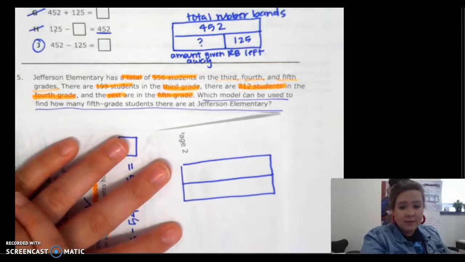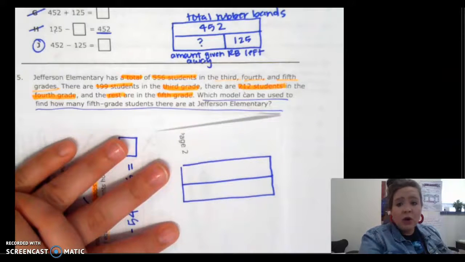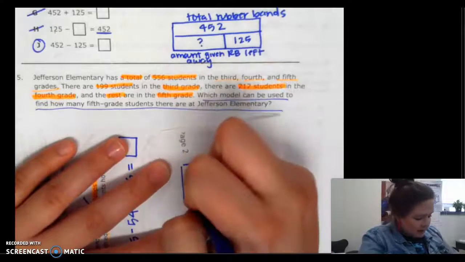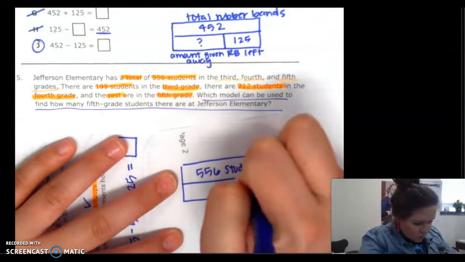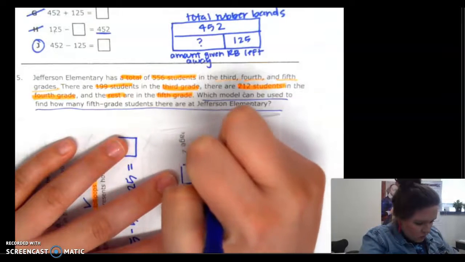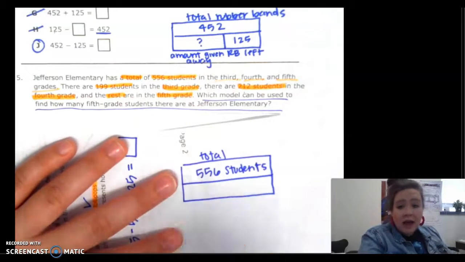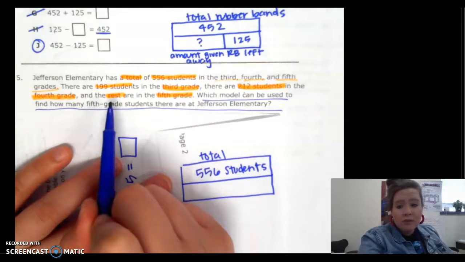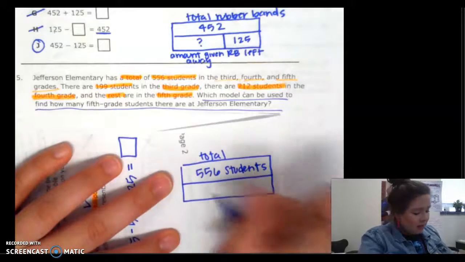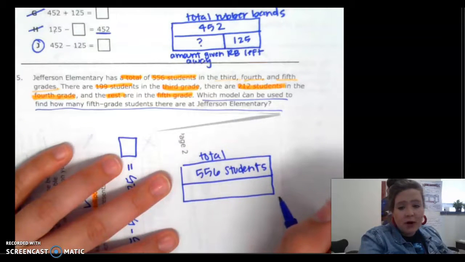All right. I have a total of 556 students. Okay, I know that my total is 556 students, so the number of students in 5th grade is not going to be more than that. How many sections or parts are we going to have in the bottom of this strip diagram?